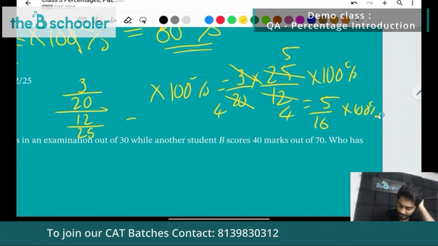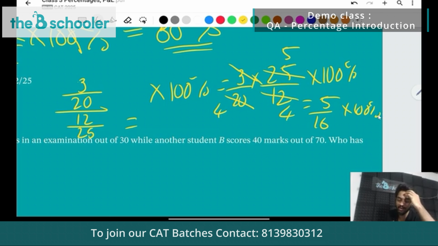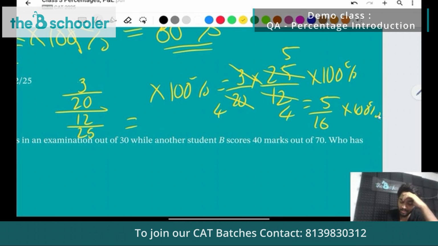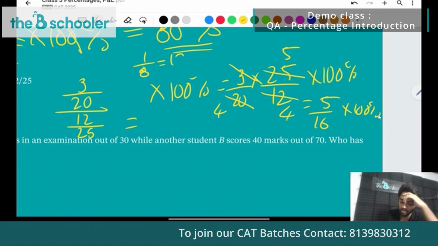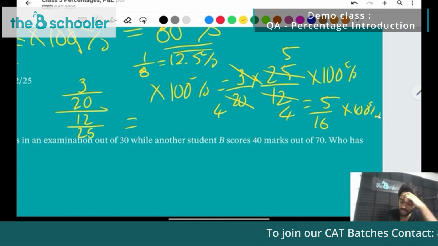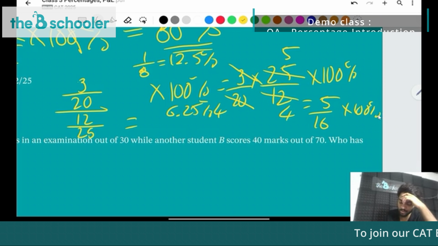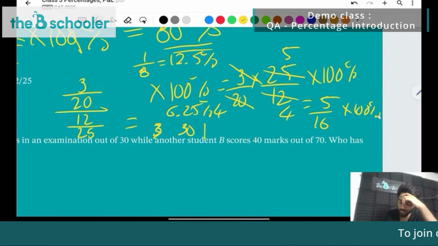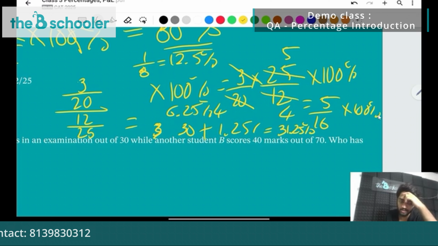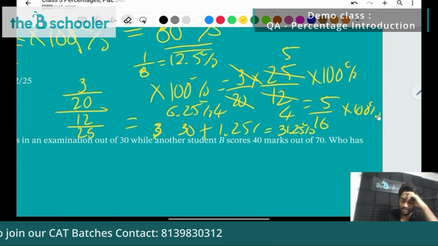5 by 16, how do we do it now? 1 by 16 is going to be what? 1 by 8 we know is 0.125. That means 12.5 percentage. Taking half of that again, 6.25 percentage. 6.25 into 5: 6 into 5 is going to be 30, plus 0.25 into 5 is going to be 1.25 percent. So it is going to be 31.25 percentage. Is this clear? Clear? Shall I come again?